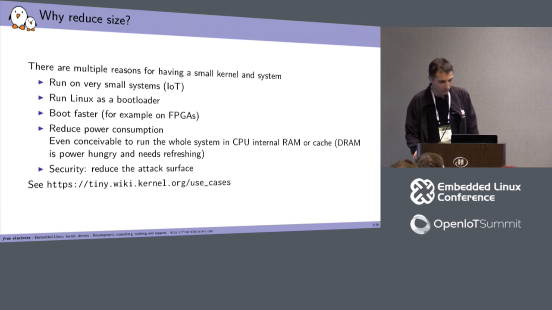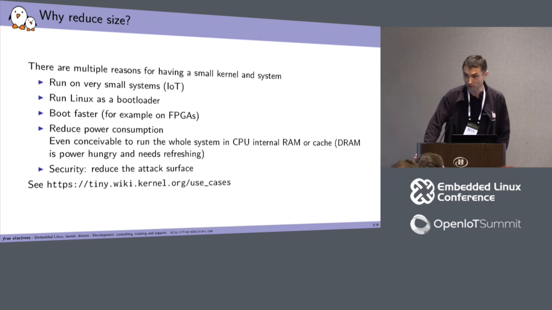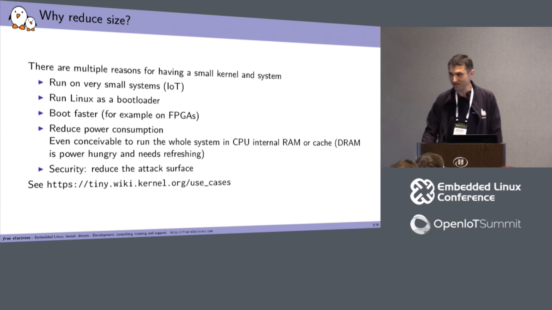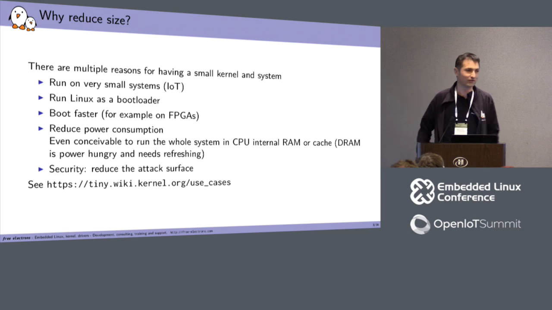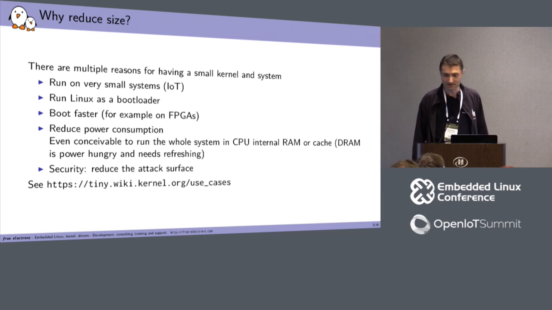Also, one of the goals could be to reduce power consumption. And there's also the idea of running the whole system in internal RAM, if the CPU has enough internal RAM. That's the case of one of the processors mentioned on the tiny.wiki.kernel.org web page. They have a few processors that could fit the whole Linux kernel and system inside the internal RAM, because DRAM is expensive in terms of power consumption. It needs to be refreshed if you want to keep things inside.